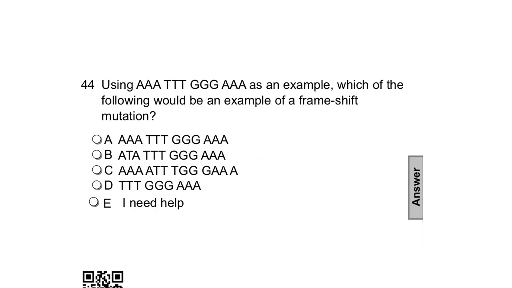So frame shift would throw this off by 1 letter, maybe 2 insertions or deletions. So this is not even affected, so that's not frame shift. And let's see what that looks like, a substitution. This looks like an insertion that throws everything off. So it has to be this one.